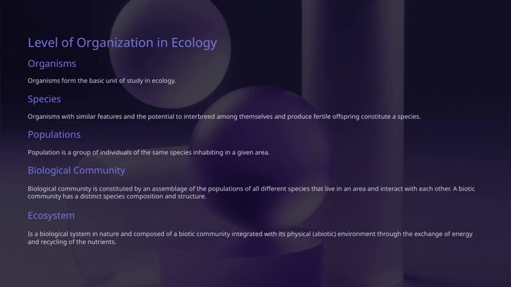And what about a species itself? A species is a group of organisms that share similar features and have the potential to interbreed and produce fertile offspring. This reproductive capability is what keeps the species genetically connected. Finally, at the most fundamental level, we have organisms, the individual living entities. Studying organisms is the basic unit of ecology, allowing us to understand their interactions with each other and their environment.